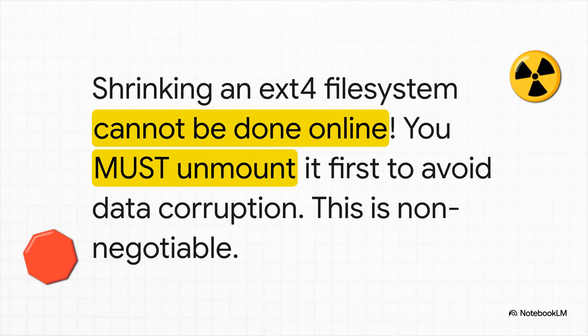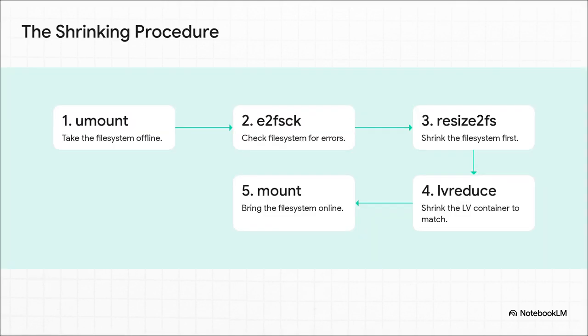Unlike extending, you cannot shrink a standard ext4 file system while it's mounted and in use. You have to take it offline first. Seriously, trying to do this online is a guaranteed way to corrupt your data. This is the one rule you can't bend. The procedure for shrinking has to be followed in this exact order, no skipping steps.